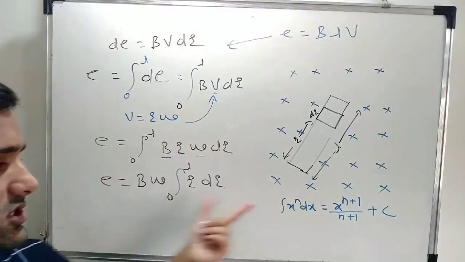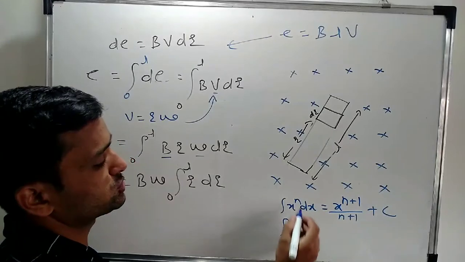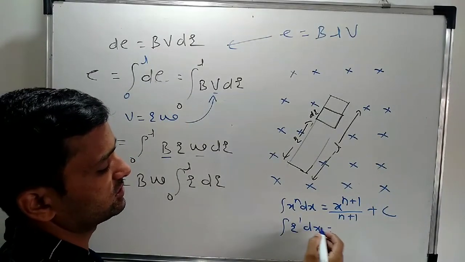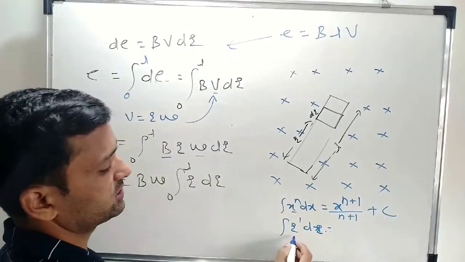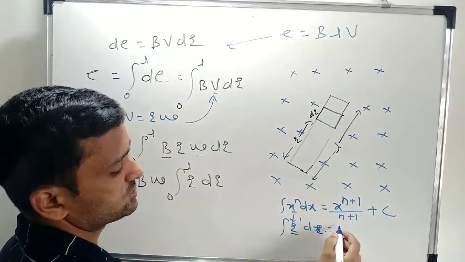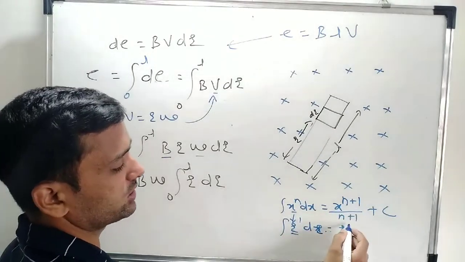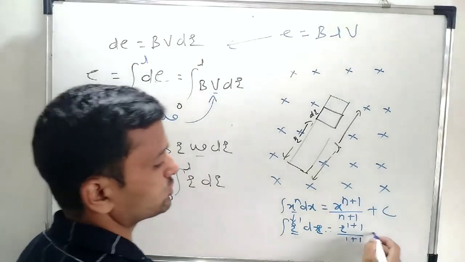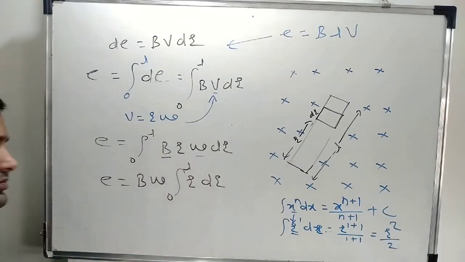How can you apply the same equation here? So integration of r raised to n, what is the value of n here? Here x is the r. So r raised to n, what is the value of n? n is 1, so n plus 1 is 1 plus 1, upon 1 plus 1. So it becomes r square by 2. This is what the equation becomes.